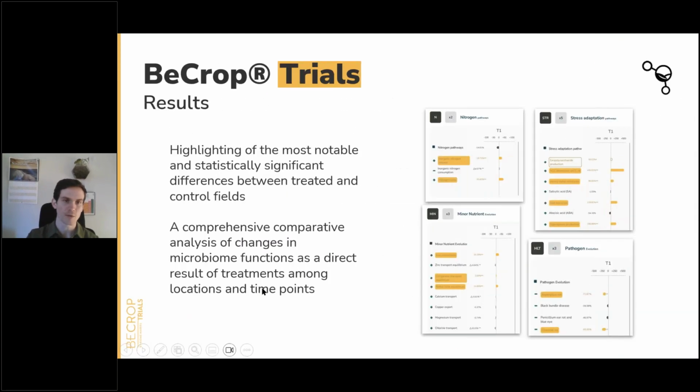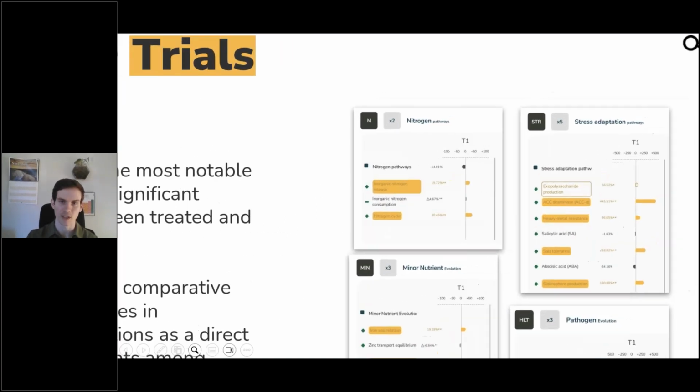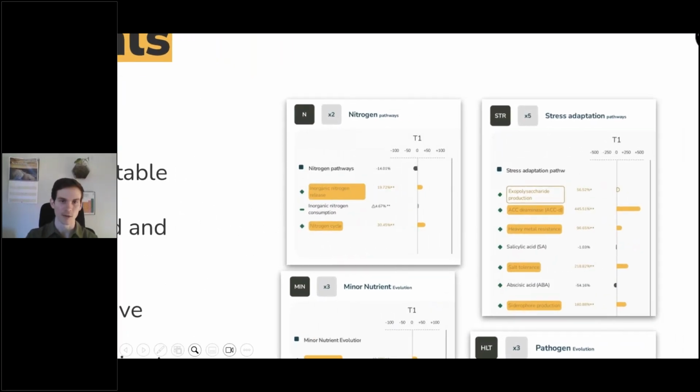And then the results we provide, I mentioned the statistical analysis. Many of you may have already seen some of our BeCrop trial reports, but the reports are a little bit more in-depth and detailed than our individual BeCrop tests. These are just some excerpts from a BeCrop trial report here. And what we provide on the trial report are the most notable and statistically significant differences between the treated and control fields. So we look at the percent difference between the treated and control field in each microbial functional metric.